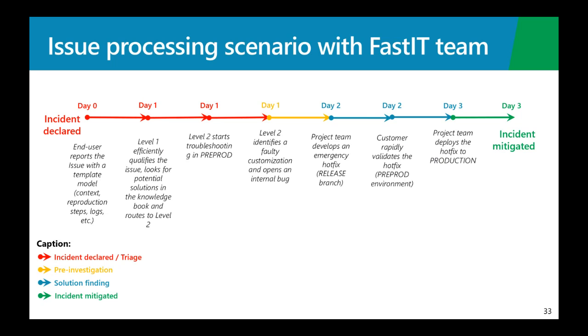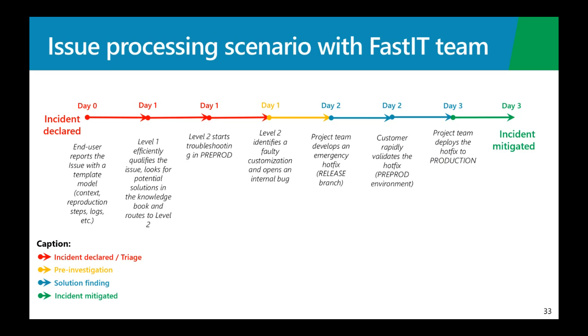So let's say that an end user reports an issue on day 0. Sorry, in this case, fast IT, the templates are available. And that means that very efficiently, the end user can report the issue. And because there is this ALM for emergency patching also available, there's a pre-prod environment available. The troubleshooting can also start very fast.